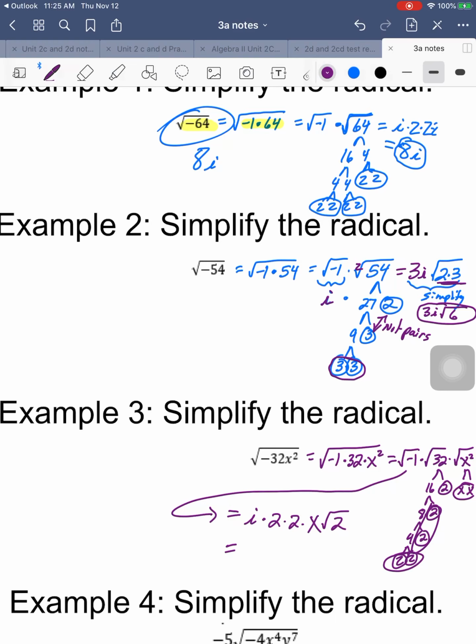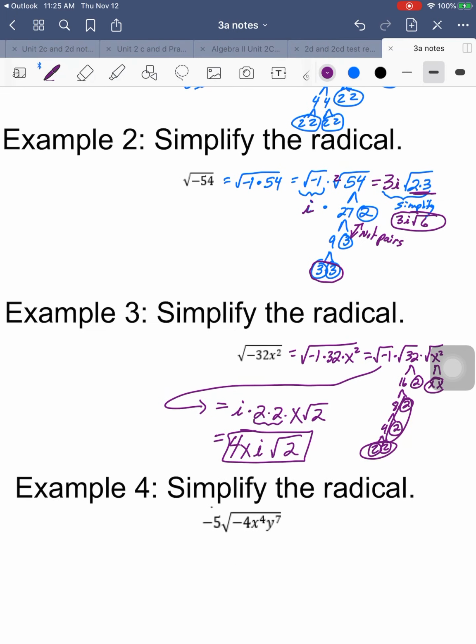And let's simplify this down here. We have 2 times 2, so the coefficient, the number goes first. Then it doesn't really matter if you put the variable or the imaginary. Typically it's the variable, then the imaginary, and then the square root. And that's your final answer there.